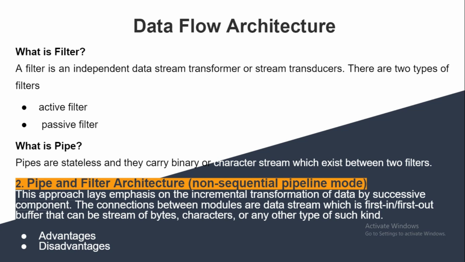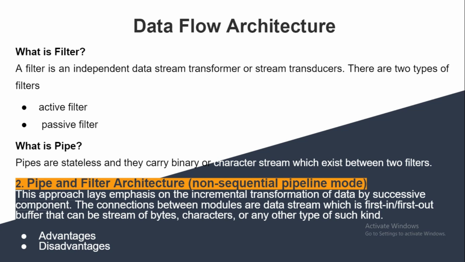What is an active filter? An active filter lets connected pipes pull data in and push out the transformed data. It operates with a passive pipe, which provides read-write mechanisms for pulling and pushing. This mode is used in the UNIX pipe and filter mechanism.